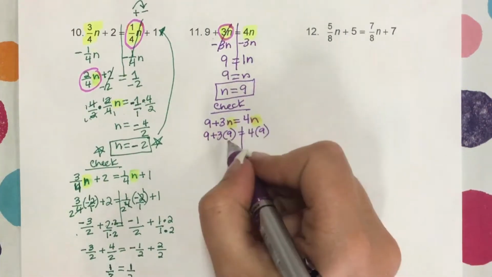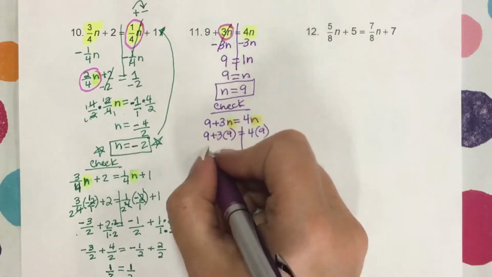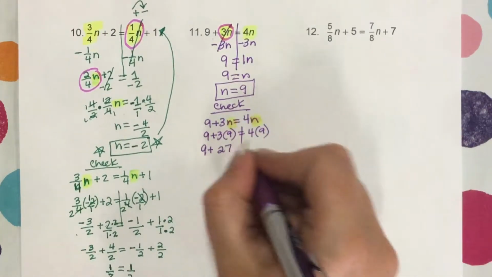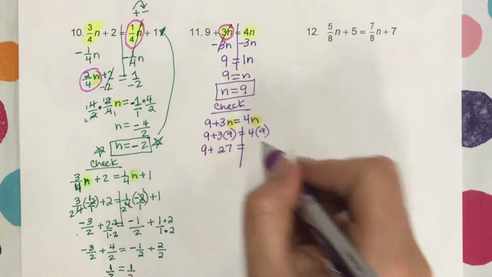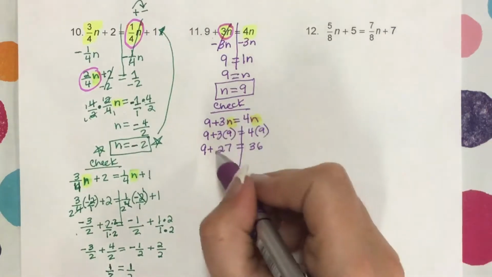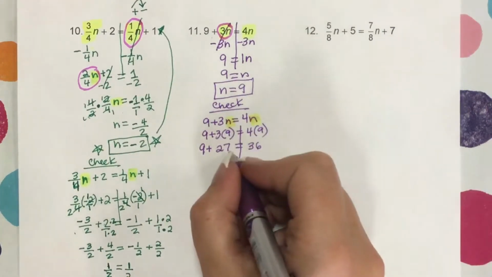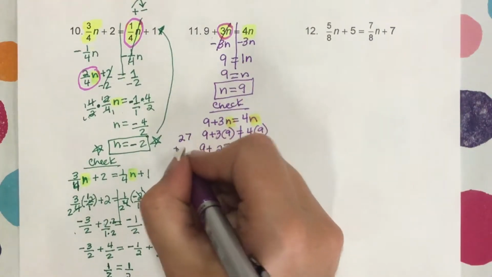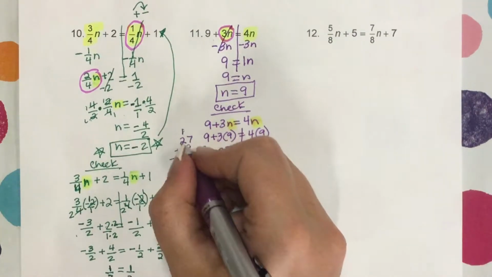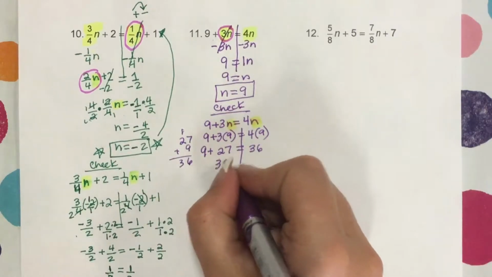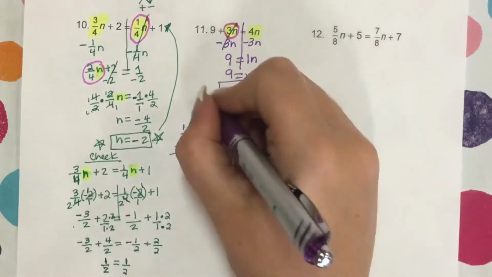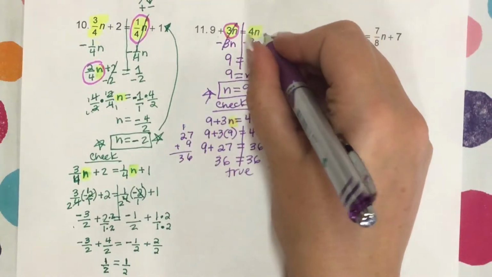All right, great. So I'm just going to do each side independently. 9 plus 3 times n. Order of operations says I have to do the multiplication first, so I'm just going to rewrite that addition. 3 times 9 is 27, equals, I'm going to move over here, 4 times 9 is 36. And then I'm going back here just to do the addition, 27 plus 9. So 27 plus 9 is equal to 9 plus 7 is 16. Write the 6, carry the 1. 1 plus 2 is 3. Equals 36. So hey, we have 36 equaling 36, which is a true statement, which means this solution is the solution to the original equation.